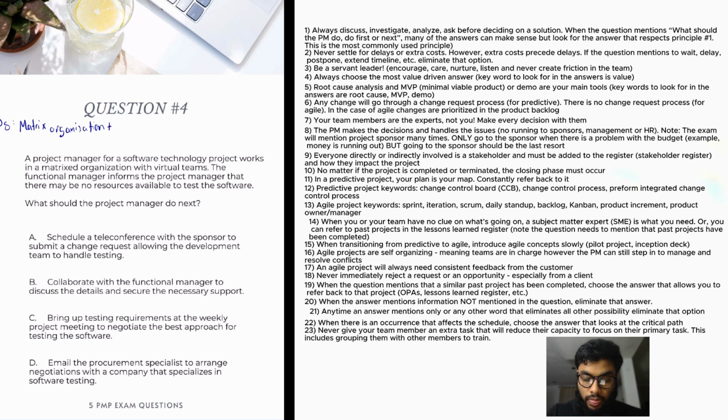Shortage on resources. Because in a matrix organization, you have a combination of project and functional roles. So the functional manager probably is coming along and saying, hey, I need this person. You can't use them for the project. So we're short on resources.